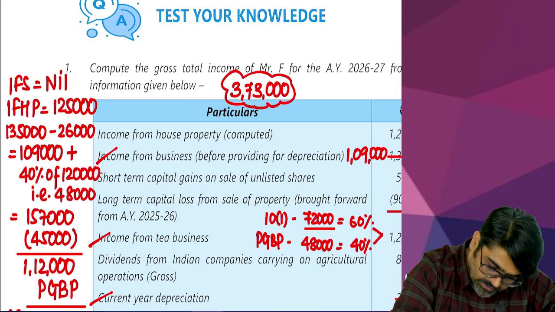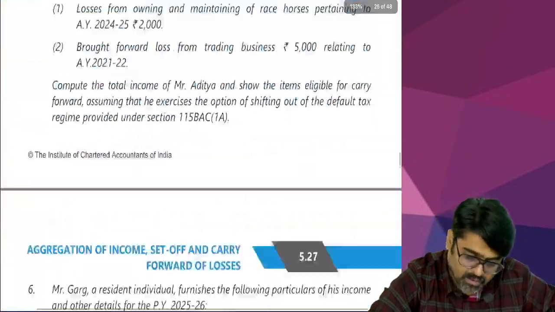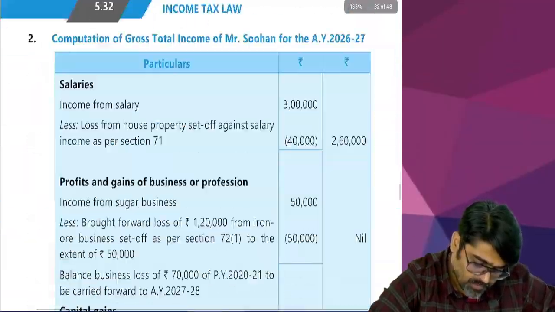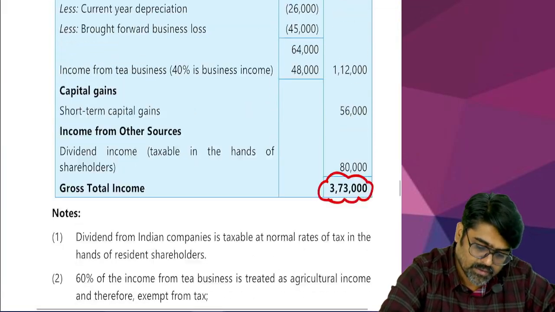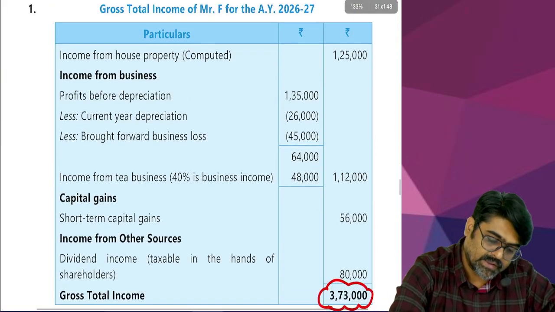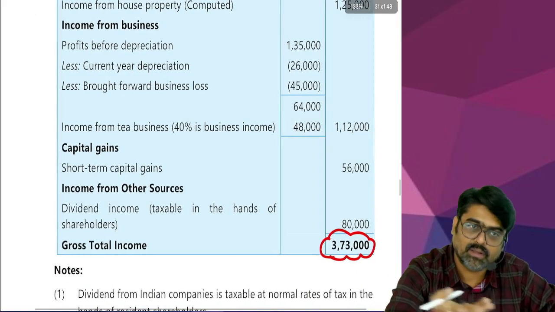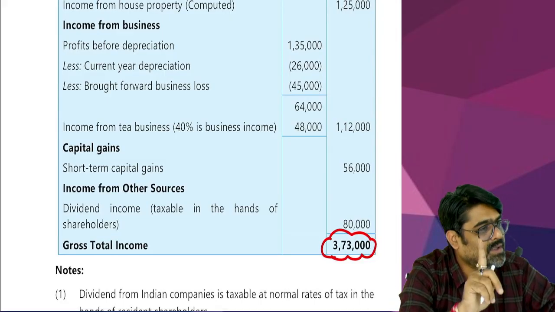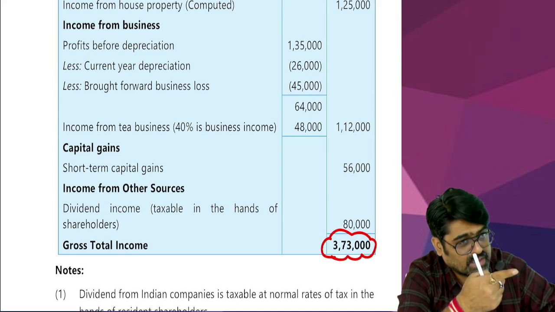Go and check the final answer. Correct. Their answer is correct, no? See, 3,73,000. Done, sir. Presentation exactly same you are going to do. We have also done the same exact presentation, but we have done it in rough. Done, sir. Mark that question important, huh? That question can come for 5 marks.